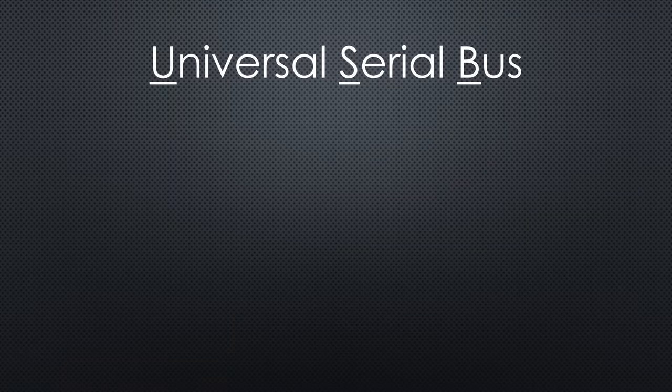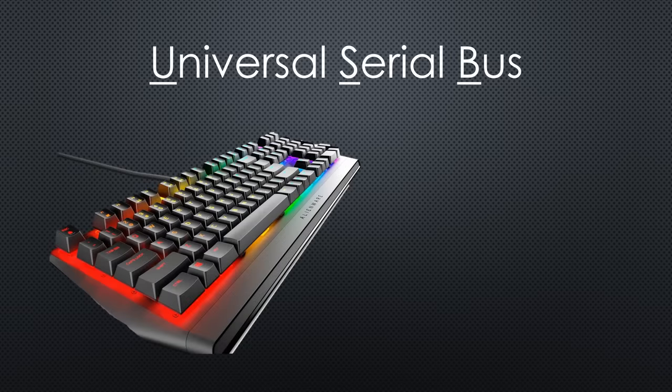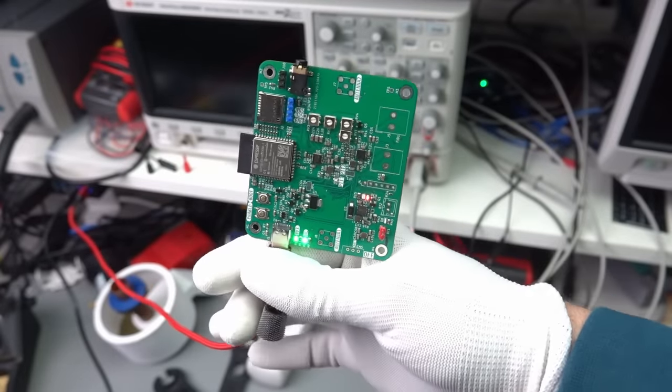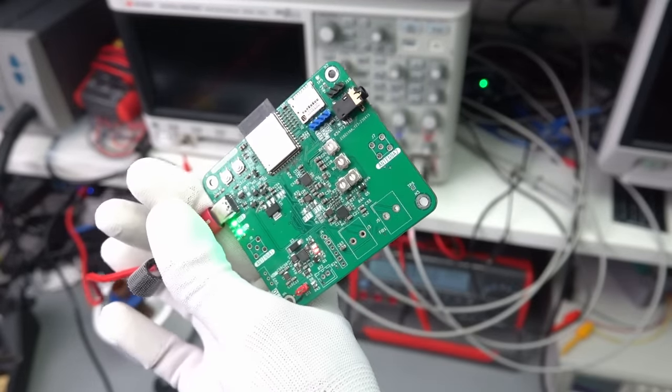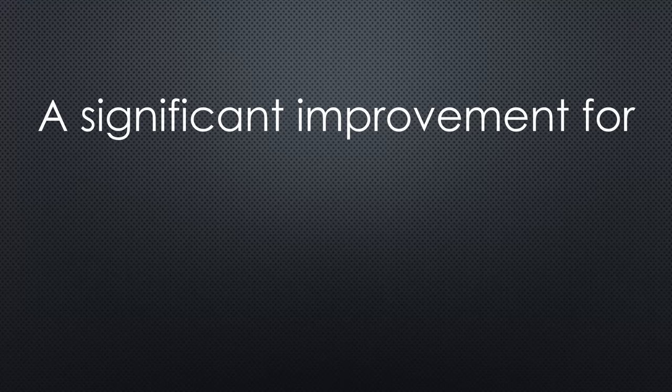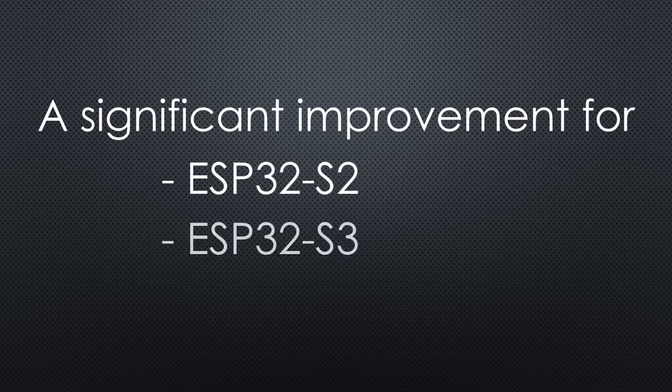The universal serial bus or USB can emulate keyboards or create a USB stick. It also can save a few parts, like the USB to serial chip, on your PCB. This is why it is one of the significant improvements of the ESP32-S2 and S3 and the ESP32-C3.